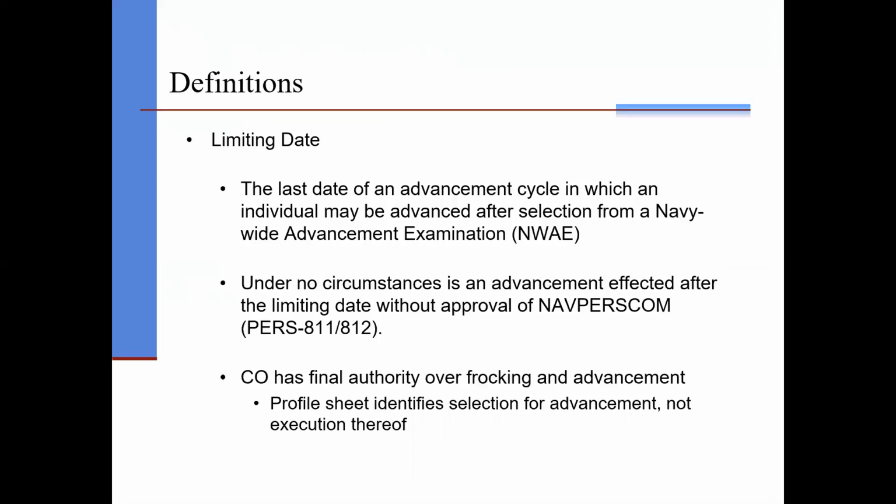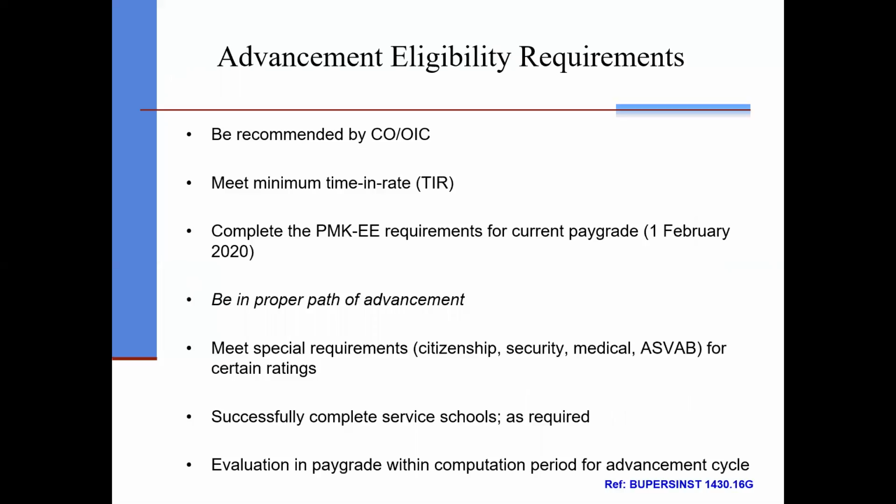Definitions: limiting date, the last day of the advancement cycle on which an individual may be advanced after selection from a Navy-wide advancement exam. Under no circumstances is an advancement effective after the limiting date without approval of NAVPERS Com PERS 811/812. CO has final authority over frocking and advancement. Profile sheet identifies selection for advancement, not execution thereof.